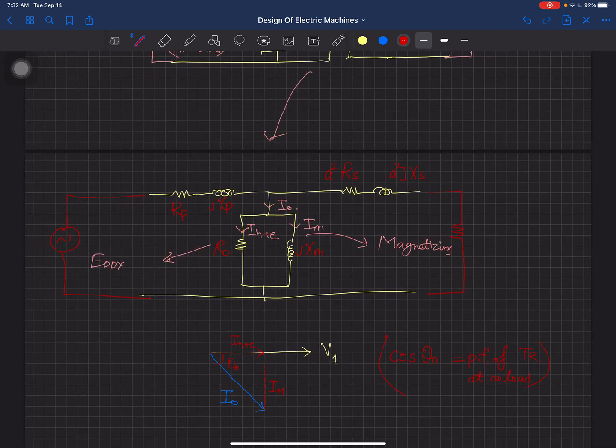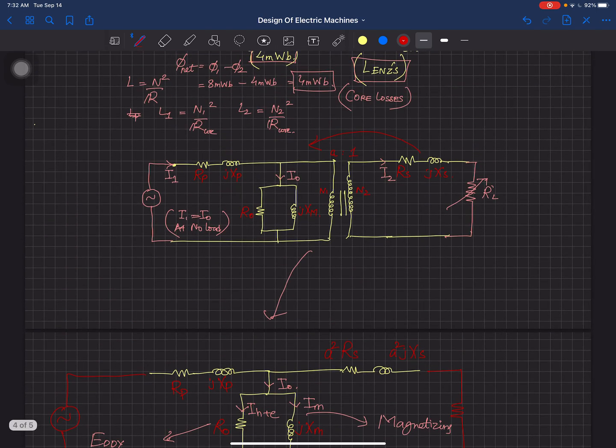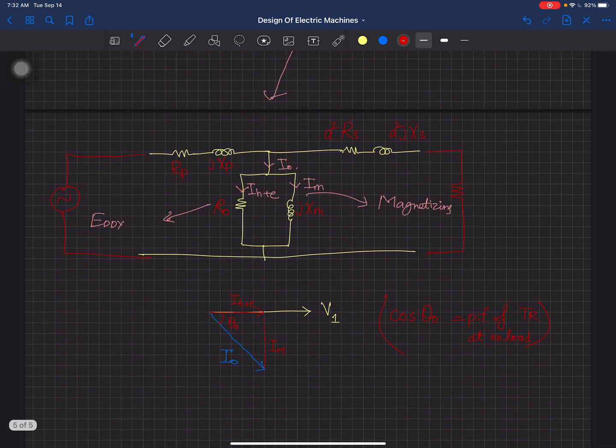Similarly, you can transfer all of this from side 2 to that side, but this time you are going to multiply it by 1 by a square. So every value can be referred to your primary side or to the other side, very easily.